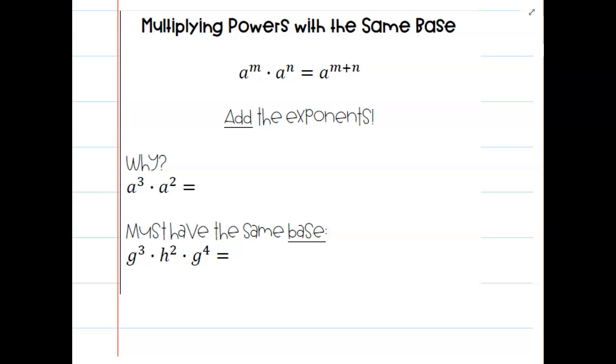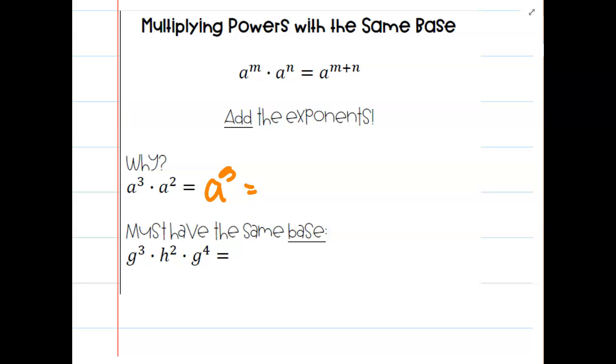This rule, super simple. When you're multiplying powers with the same base, you're going to add the exponents. So, for example, if I have a cubed times a squared, multiplying powers, they have the same base, it's both an a. This is going to be a to the fifth. 3 plus 2.